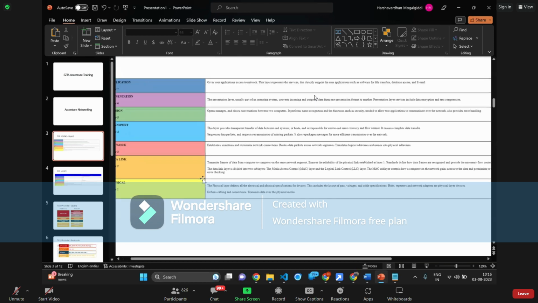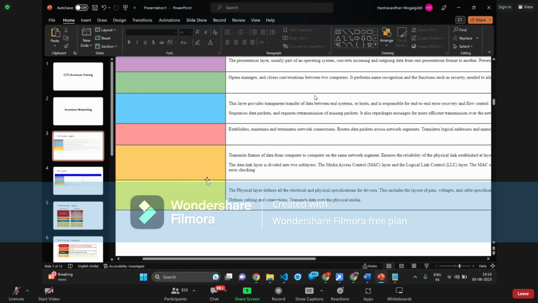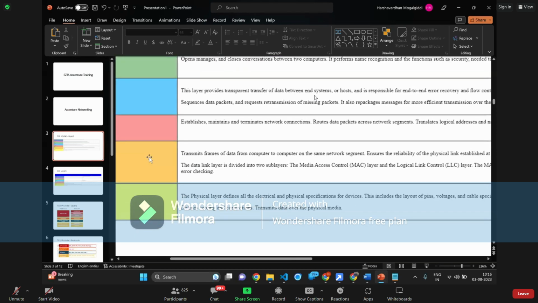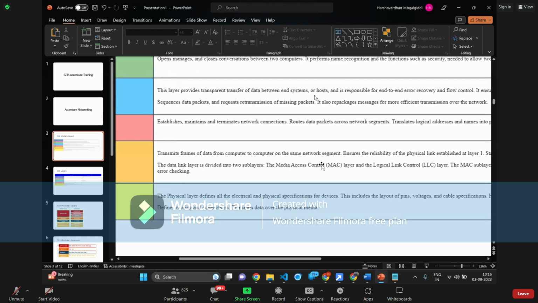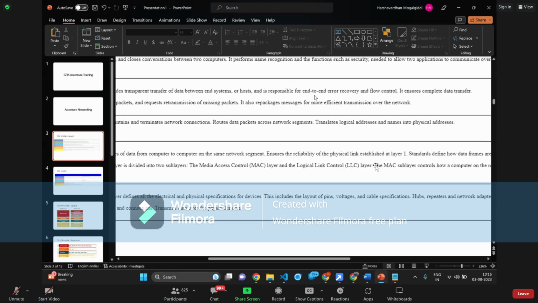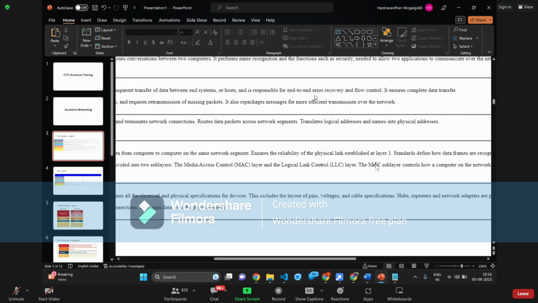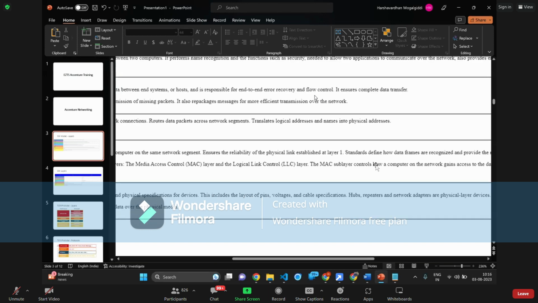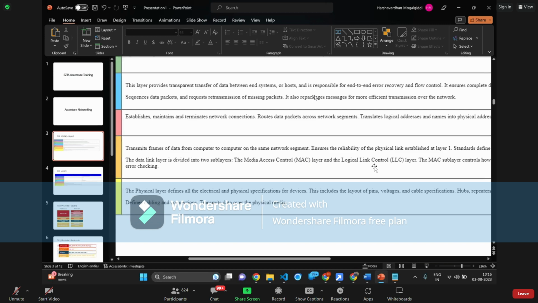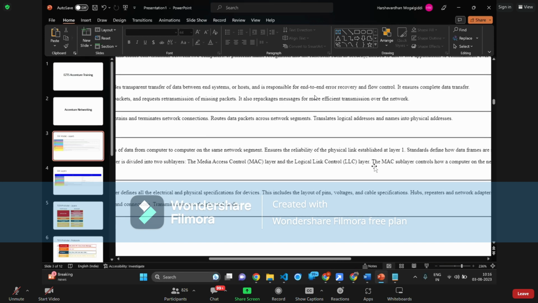The next layer is layer 2, the data link layer. It transmits frames of data from computer to computer on the same network segment, and ensures the reliability of the physical link established at layer 1. Whatever physical link we've established, we need to make sure it is reliable, as in data is transferred in the right manner. Just a wire is not enough. Within the wire also, data should pass in a correct manner, in proper segments. That reliability of data is maintained by the data link layer.